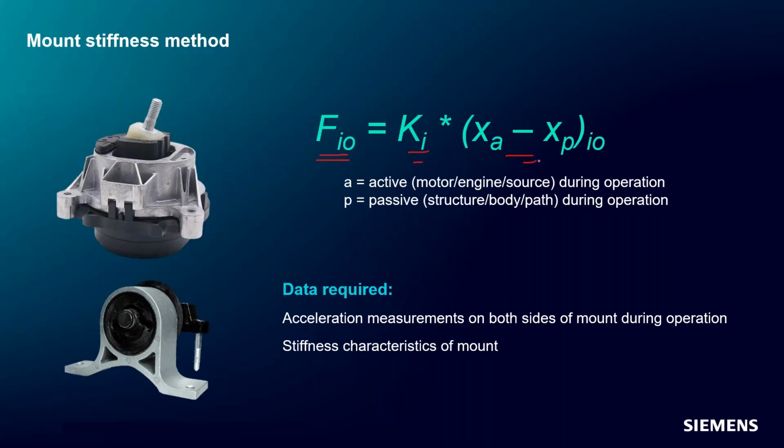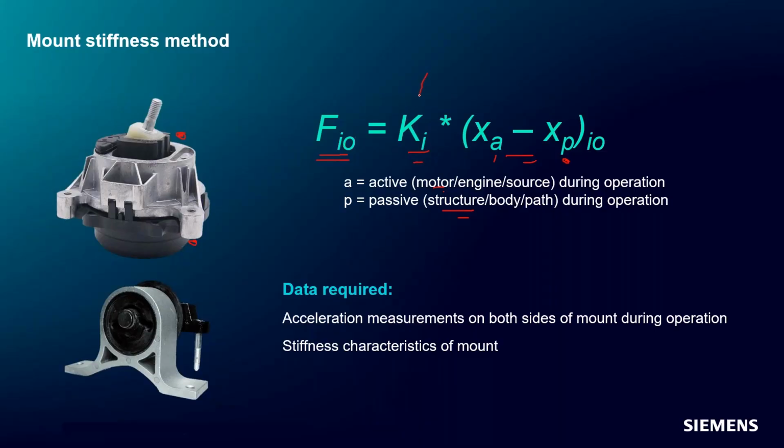And you can see here we have two X's. X sub A here is the displacement on the active side of the mount. The X sub P here is the displacement on the passive side of the mount. So the passive side is attached to the structure. The active side is on the motor or engine that's vibrating a lot. You take the difference in displacement, multiply it times the mount stiffness, and you get the force.